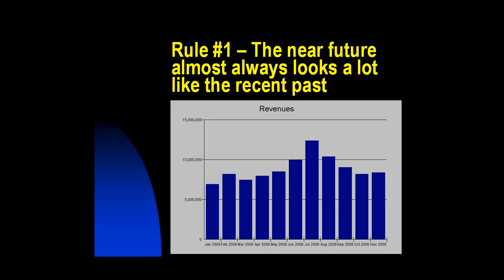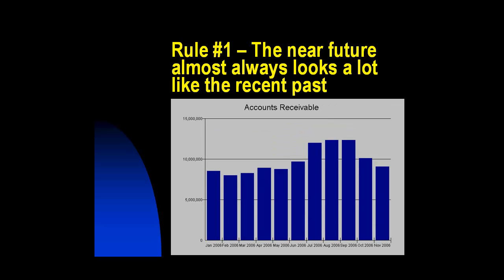Okay, rule number 1 is that the near future almost always looks a lot like the recent past. So in Survivalware you can see information as numbers or graphs. I like to see a graph of historical results because it provides me with instant insight about recent trends in the business. I can see real fast what's been going on with any particular component of a company's financial result. For example, if the revenue trends have been looking like the chart above, then they'll probably look something like that in the future. And if the accounts receivable trend has been looking like the chart above, then it'll probably look something like that in the future.